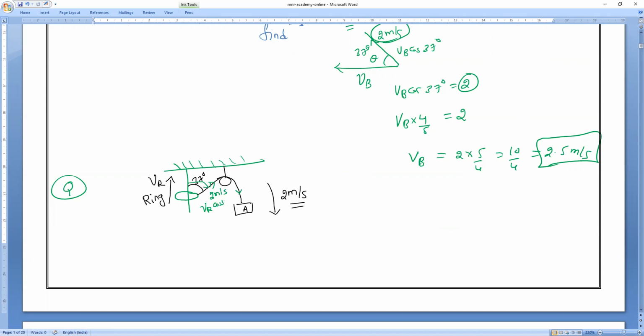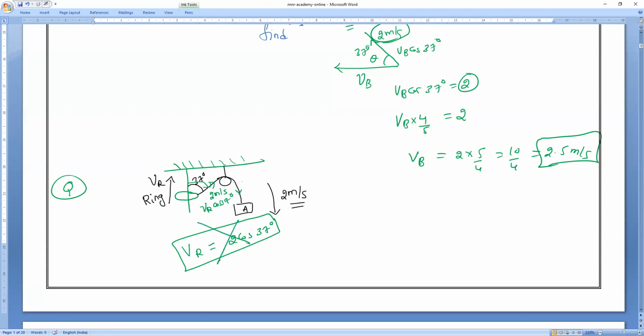VR cos 37. Am I right or wrong? All of you agree with me? Yes? All of you? So if you want, you can say that VR is equal to what? VR is acting perpendicularly. So VR is equal to, I can say, 2 cos 37 degrees. Am I right or wrong? Everybody? VR is equal to 2 into cos 37. That is what it actually is. So if you want, you can find it.